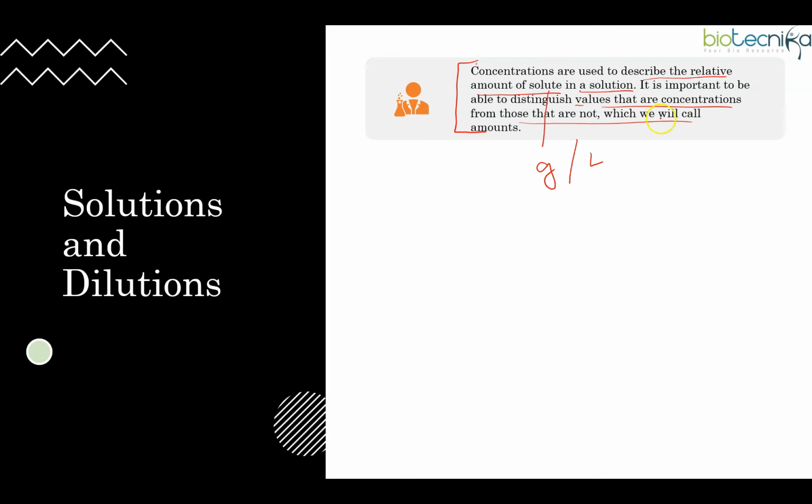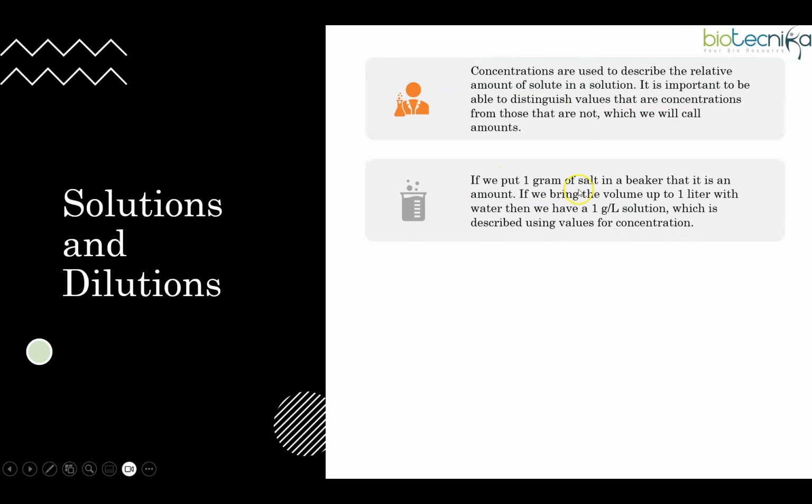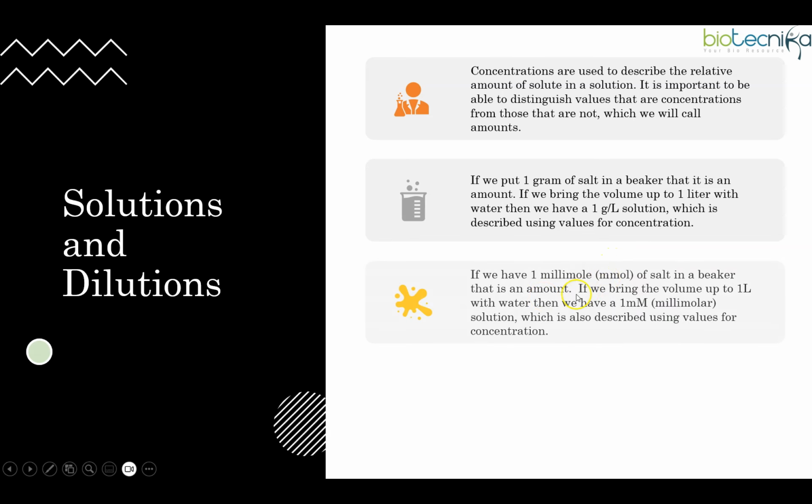Those which don't have 2 units, only 1 unit, we call an amount. Learn about the technical word also. If we put 1 gram of salt in a beaker, that is an amount. If we take only 1 gram of salt, it is just an amount. But if we add 1 liter of water to that salt, then it becomes a solution, and now we will have to mention the concentration. After adding the water, if we still say 1 gram, it is not correct. We can say that it is 1 gram in 1 liter of solution, which is described using values for concentration.